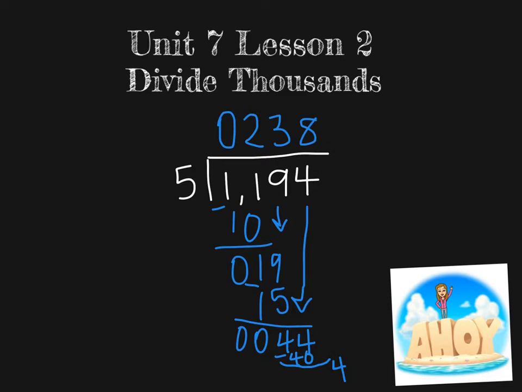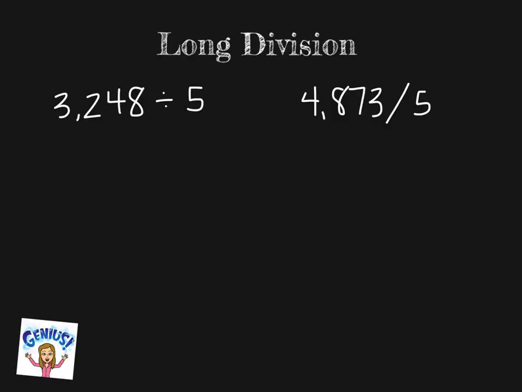So now, here's where the dilemma, which actually can be solved, comes in. There aren't any more numbers to bring down. The last one was this 4. I've subtracted, and I've ended up with 4 left over. That is my remainder. So now I write my final quotient as 238, remainder 4. All right, I have a few more to show you, and then you're going to give it a try.